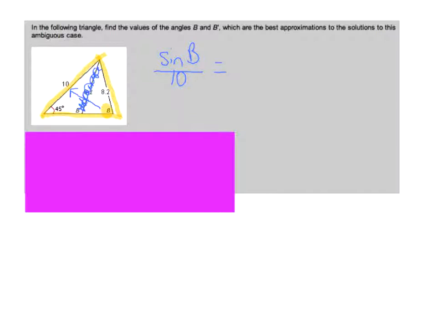Now on the other side, I'm going to have sine 45. And what's straight across from the 45? 8.2. Let me give you guys just a second. I want you to cross multiply and try and solve for angle B. I want to see what you guys get as your answer for angle B.